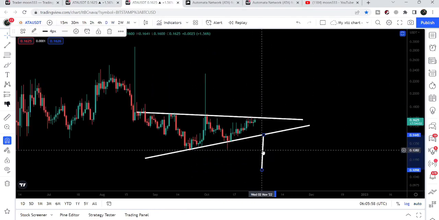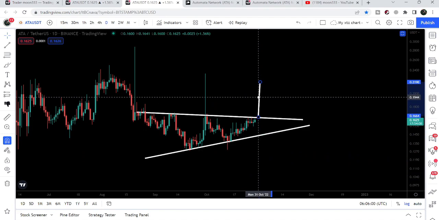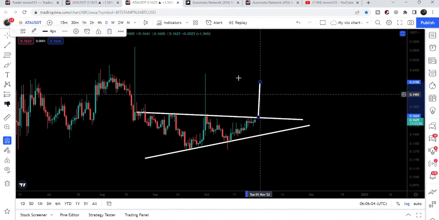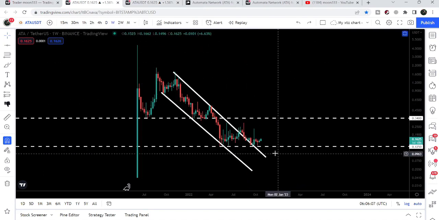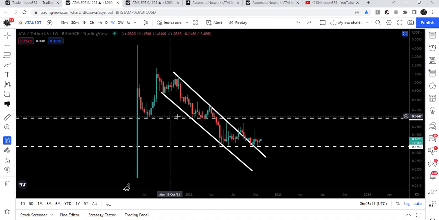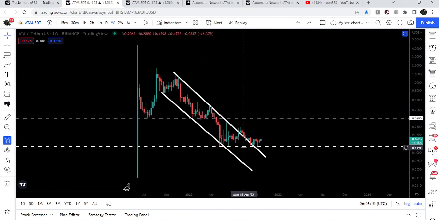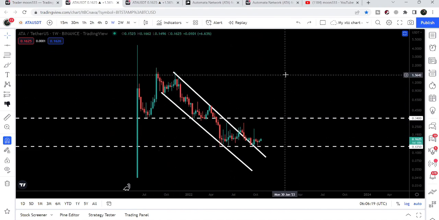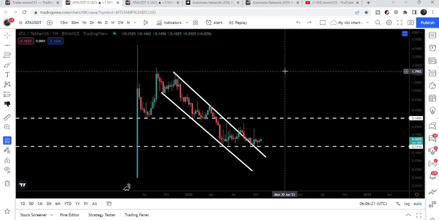Now, for example, if we break out this resistance of the triangle, then our target to the upside can be approximately at 22 cents. And in that situation, we will be very close to this key resistance of 34 cents. And once the price line is able to break it out, because we have already broken out a big channel, our target for this breakout from this big channel is here at the top of the channel, that is approximately $1.80.